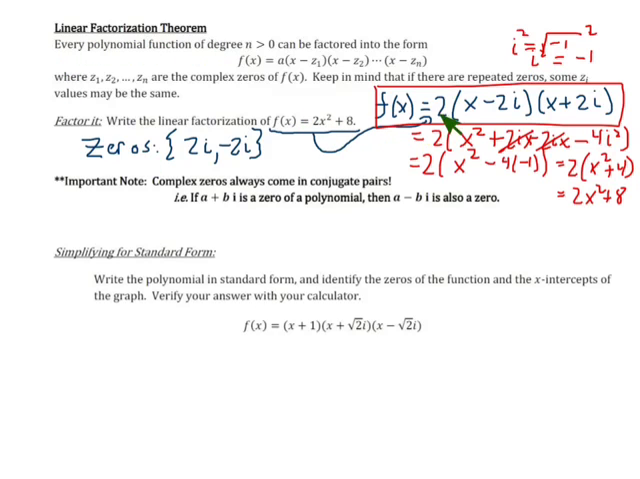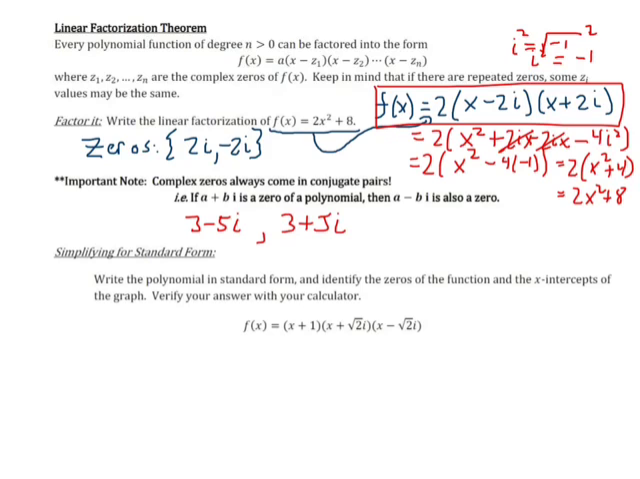Again, we took the a value, put it out in front, and we used our zeros to write the factors. All right, so an important thing to note here: complex zeros always come in conjugate pairs. So if a plus bi is a zero of a polynomial, then a minus bi is also a zero. In other words, if 3 minus 5i is a zero of a function, then 3 plus 5i would also be a zero. That has to be.